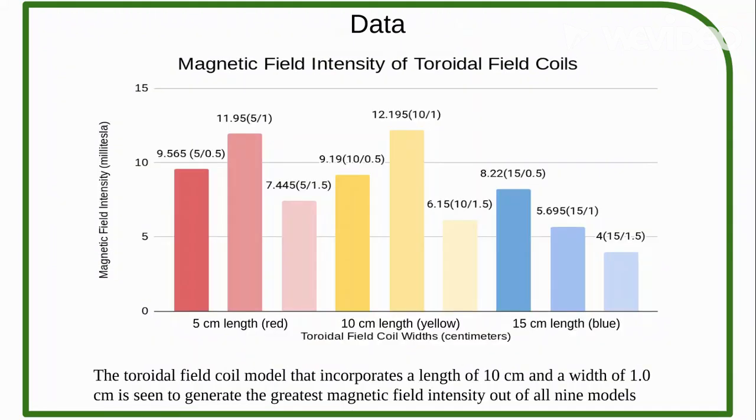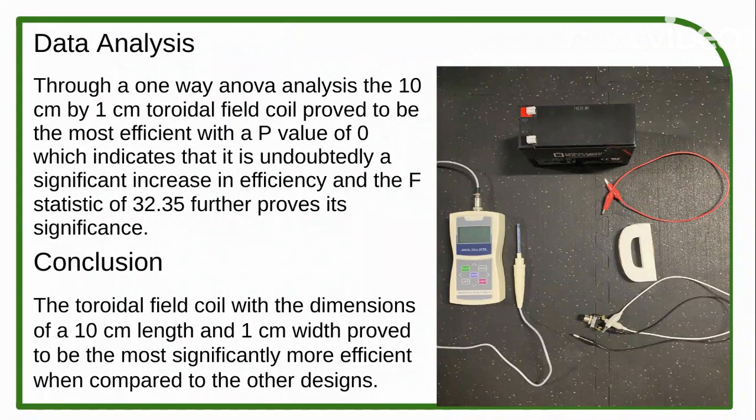Now this graph demonstrates the average of the magnetic field intensity of all 9 models of toroidal field coil. We can see that the toroidal field coil model that incorporates a length of 10 centimeters and a width of 1 centimeter is seen to generate the greatest magnetic field intensity out of all 9 models. When analyzing the data, I found that a change in the length and width both affect the magnetic field intensity. However, they alter different dimensions, leading to different outcomes and making them independent from each other.